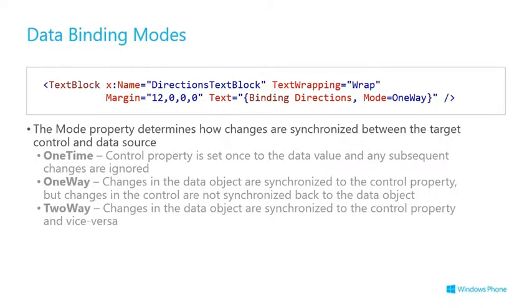Right. One-way loads the page up, gets the values from the underlying data object, but then if you've got some code that's running in the background, maybe going off to a web service, updating the properties of your underlying data object, the UI will keep in sync with that. So every time your code changes a property on your data object, the UI will update in sync with that. Okay, that's good.